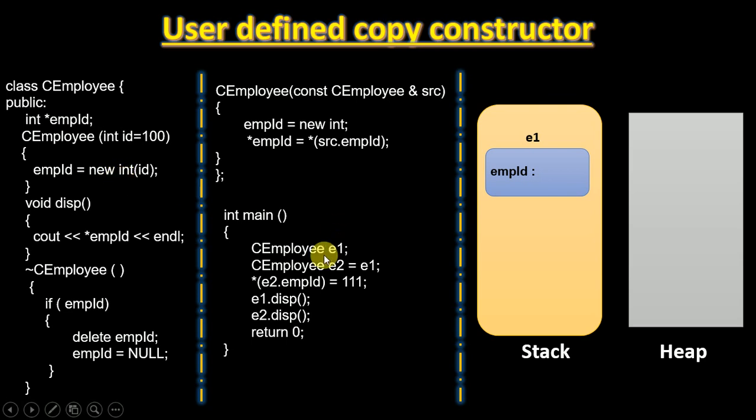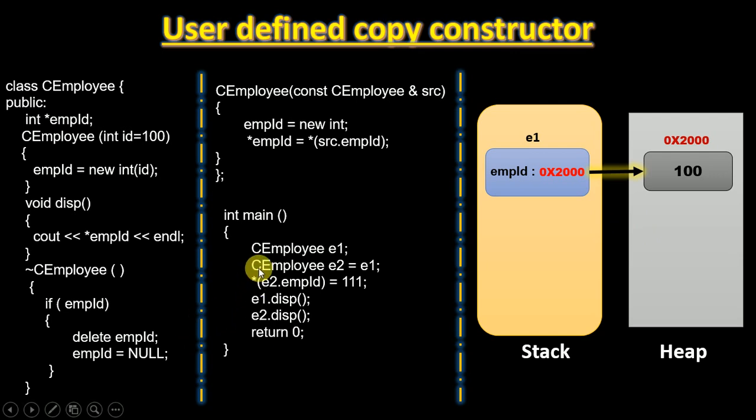So first, new int means that in the heap segment one integer location will be created and 100 is initialized in that. The starting address, 0x2000, is assigned to this employee id. Now E1's employee id is holding the heap memory location 0x2000, which has the value 100. So the creation of object E1 is completed.